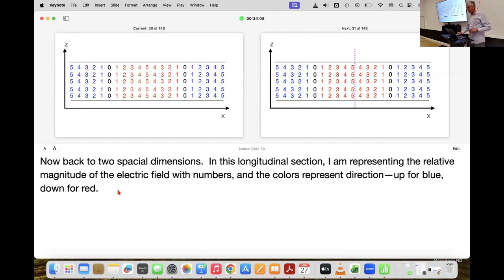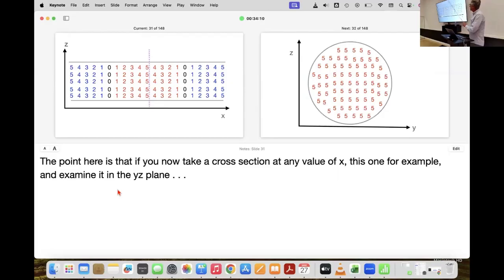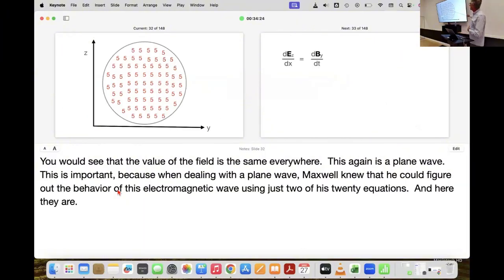What is a plane wave again? Just to remind you, if you took a cross section through that tube and looked at it en face, so to speak, in the YZ plane, all the numbers would be the same. The amplitude of the electric field is uniform in cross-section, and that means it's a plane wave. I just want to make that point because if we're going to simplify Maxwell's equations, we have to know why we can simplify them. It's because we're dealing with a plane wave. And furthermore, the way we created it, it just has that one frequency. So it's a very simple situation.